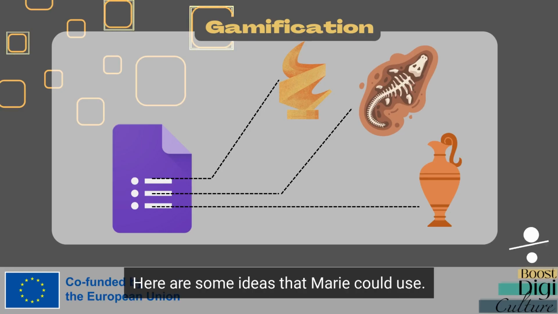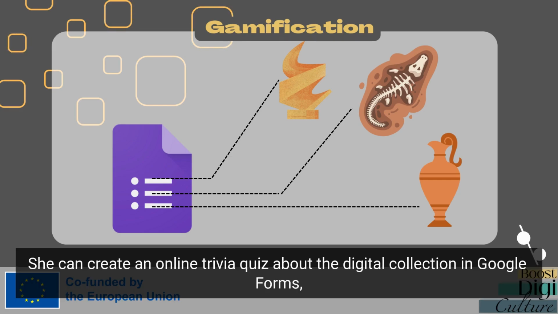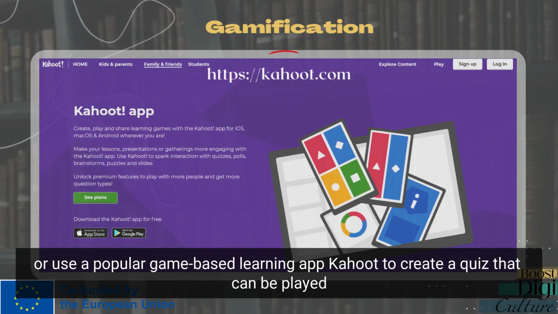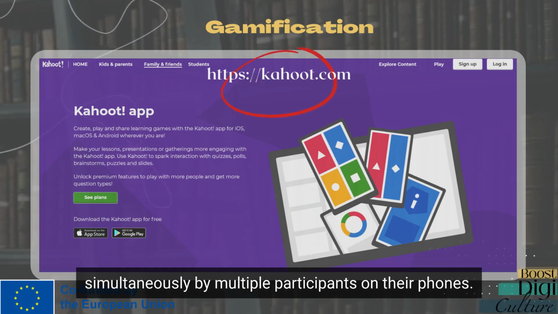Here are some ideas that Marie could use. She can create an online trivia quiz about the digital collection in Google Forms, or use a popular game based learning app Kahoot to create a quiz that can be played simultaneously by multiple participants on their phones.